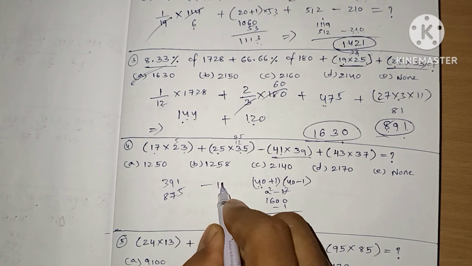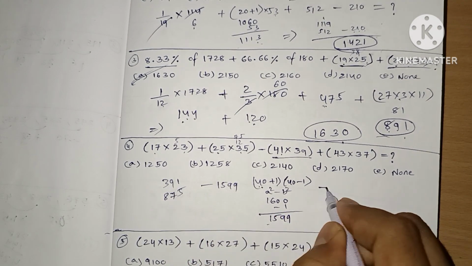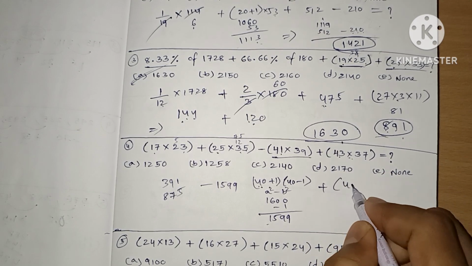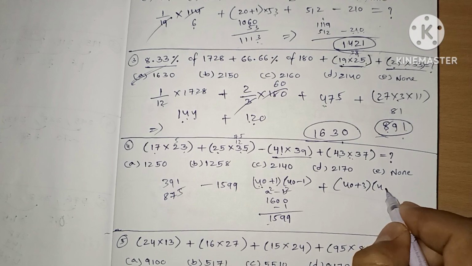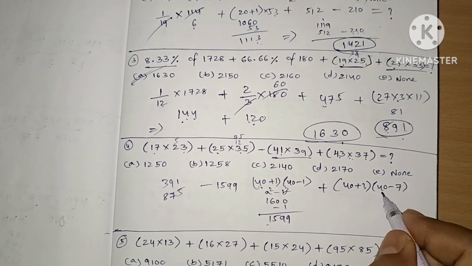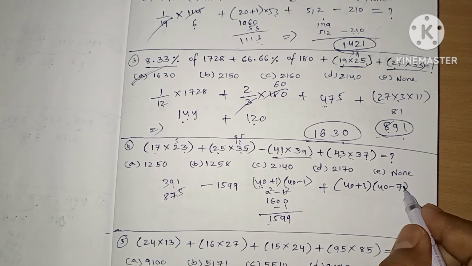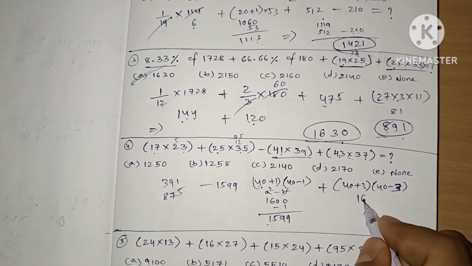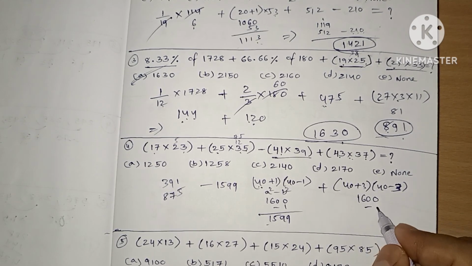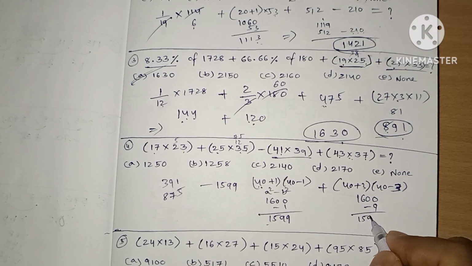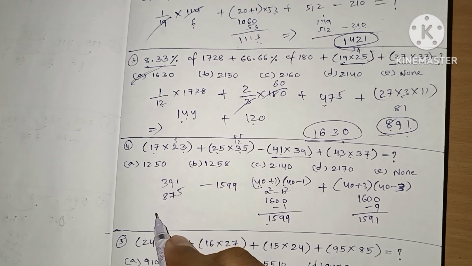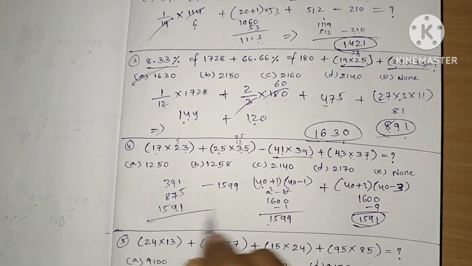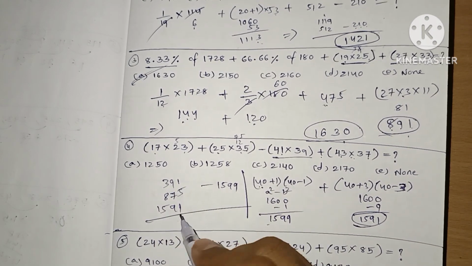So here we take 1599 as minus, plus this is 43 into 37. It looks like 40 plus 3 into 40 minus 3. Same a plus b into a minus b, a square minus b square formula. Okay. A square, 40 square will be 1600. 1600 minus 3 square, which is 9. We get 1591. So totally this is positive. So 1591. So we need to calculate these.